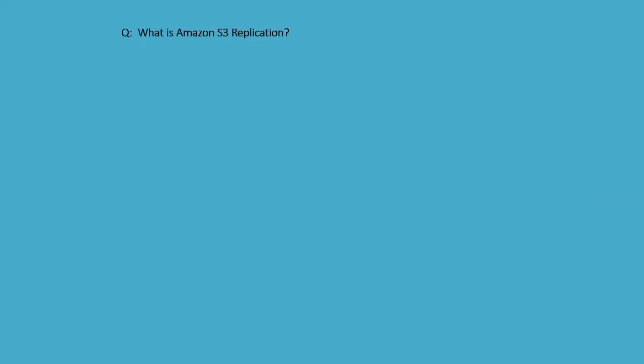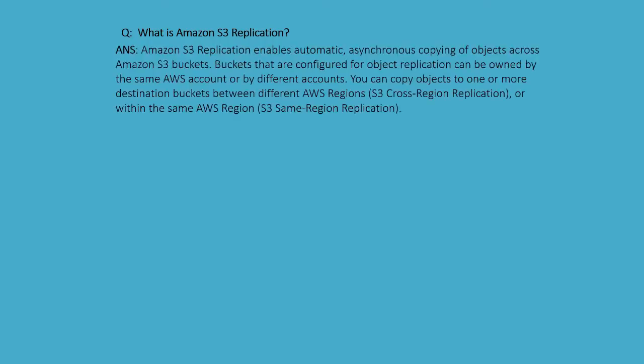What is Amazon S3 replication? Amazon S3 replication enables automatic, asynchronous copying of objects across Amazon S3 buckets. Buckets that are configured for object replication can be owned by the same account or by different accounts. You can copy objects to one or more destination buckets between different AWS Regions, S3 Cross-Region Replication, or within the same AWS Region, S3 Same-Region Replication.